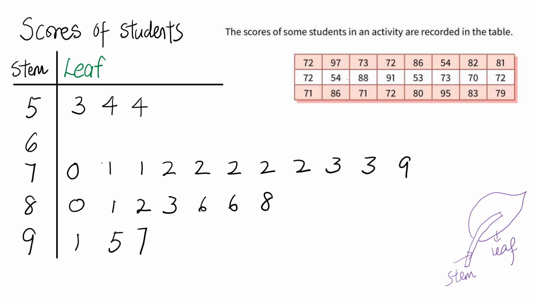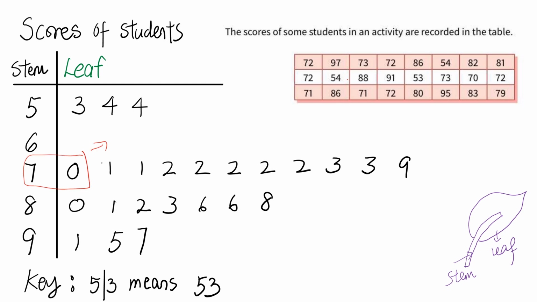Right, so other than presenting it in this format, you also need to tell people what the stem and the leaf represent. So you need to give the key. Right, so 5 vertical line 3 means 53. So if people look at 7 vertical line 0, it means the score is 70 marks. All right, so this is the stem and leaf diagram.